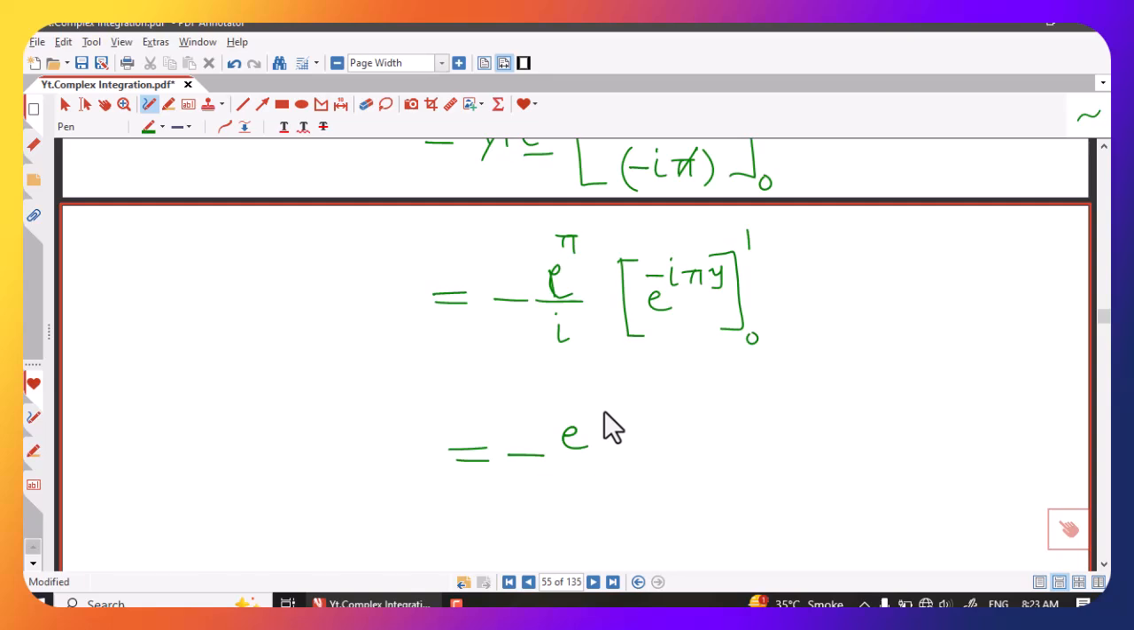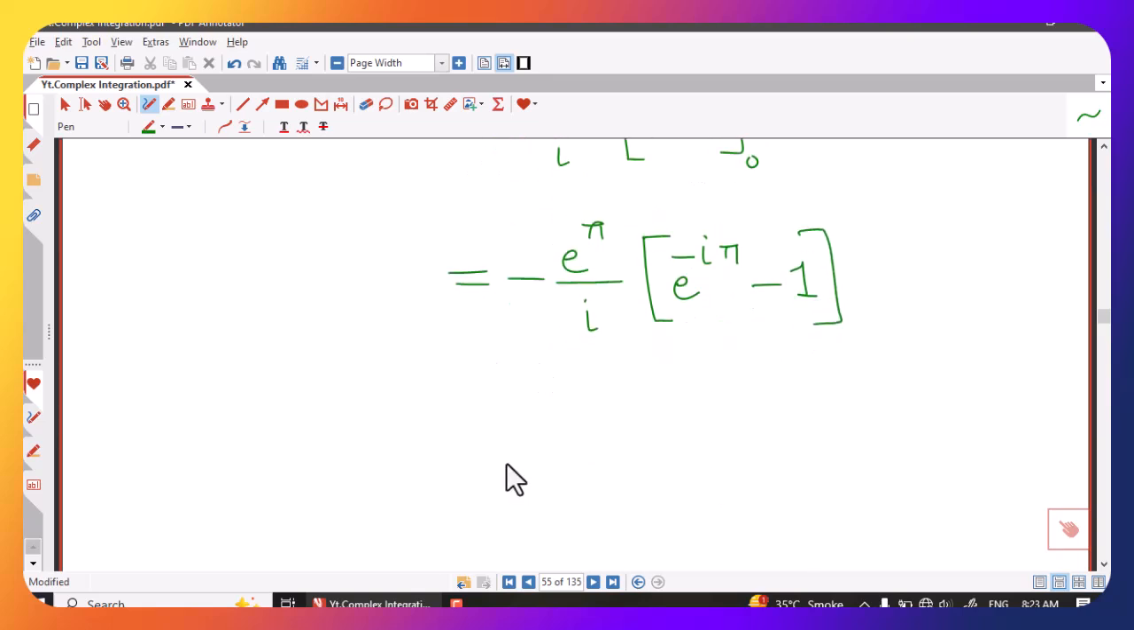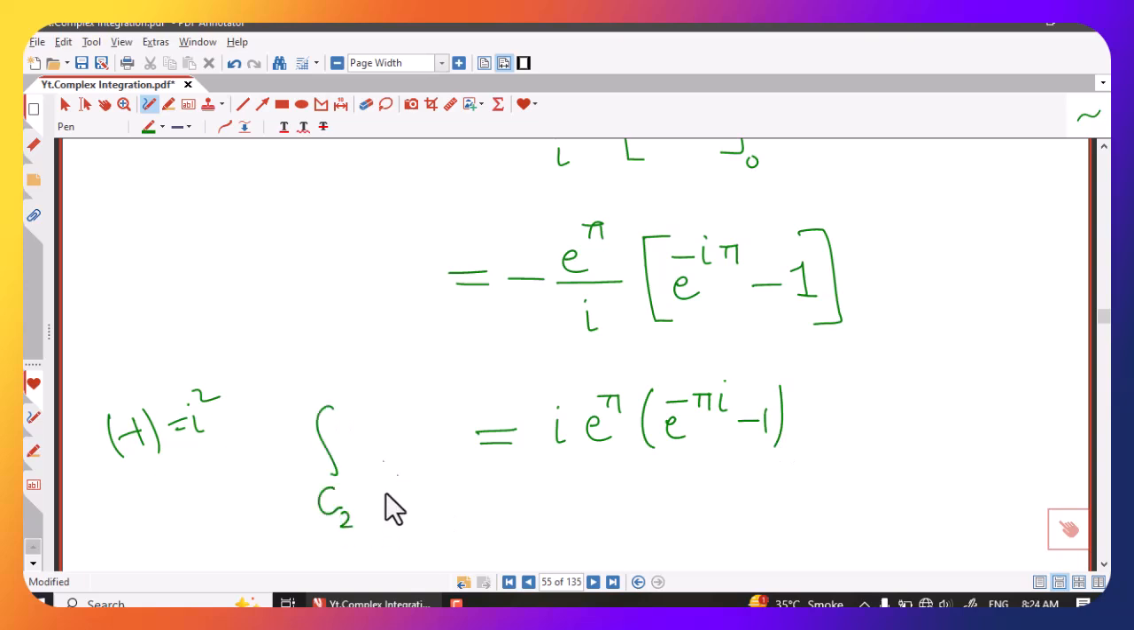and this is now minus e raised to pi divided by i, and if I take y equal to 1, here I have minus e raised to i into pi minus e raised to 0, that is 1. And now if I write this minus 1, we can write as i square. So i square divided by i, that is going to be i, and e raised to pi, and this we keep as it is, e raised to minus pi i minus 1. So this is integral along C2 of given function.